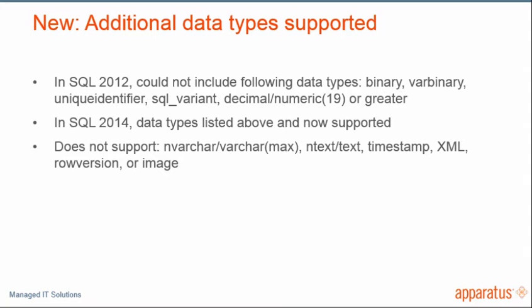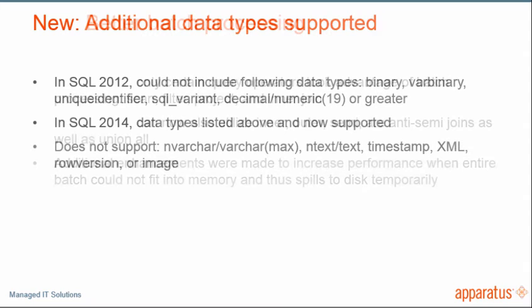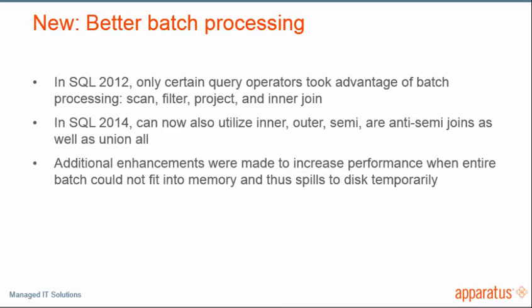Another thing I noted was just the additional data types. In 2012, you could not do binary, varbinary, and most notably the decimal and numeric large numbers. In SQL 2014, we now have all these capabilities. However, we still have a few that it does not support, mainly the varchar(max) types, in case you're using any big descriptors in some of your tables. Also, the refactoring Microsoft did on the 2014 engine was just to take advantage of better batch processing. The most notable one in 2012 was with outer joins. It would not take advantage of the column store index when you did an outer join. Now in 2014, they have added that functionality.